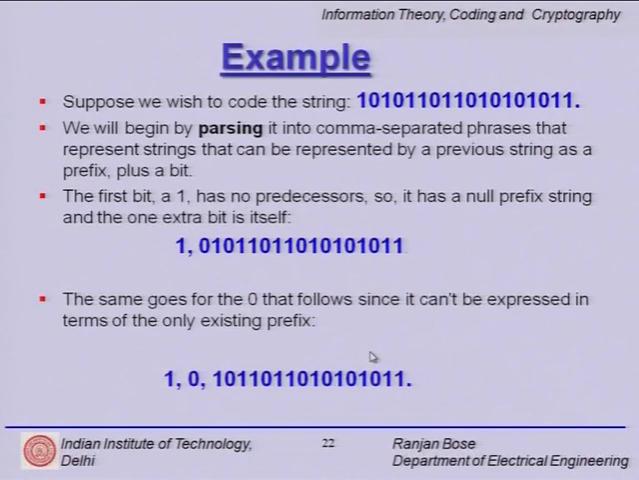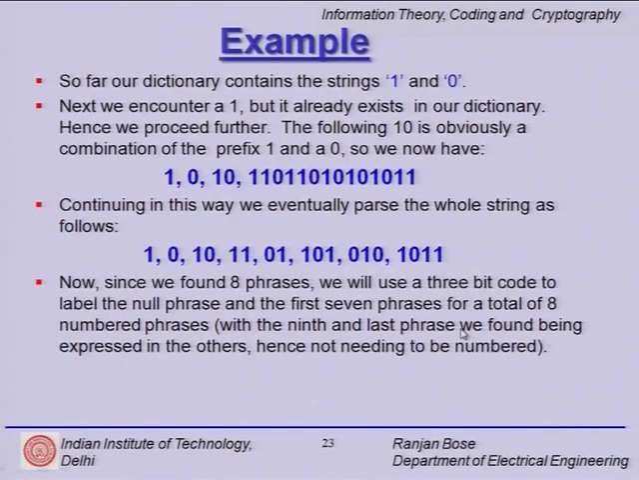Now the real fun will begin. Okay. So far a dictionary contains a 1 and a 0. It is not a surprise because we are binary encoding and everything will be represented in terms of 1s and 0s. But now let us look at the further parsing of this string.